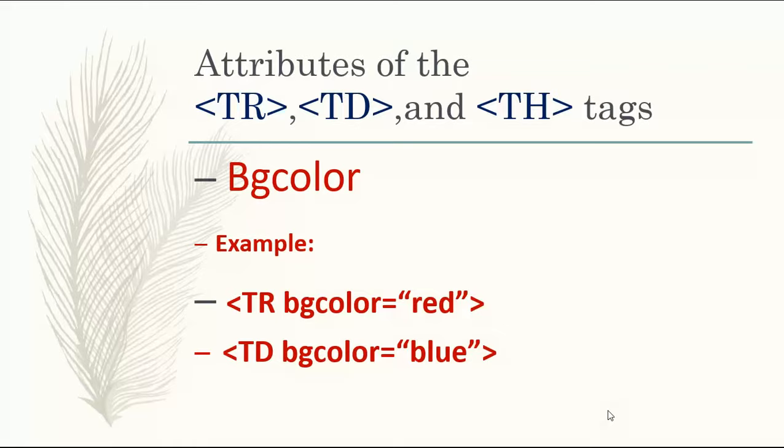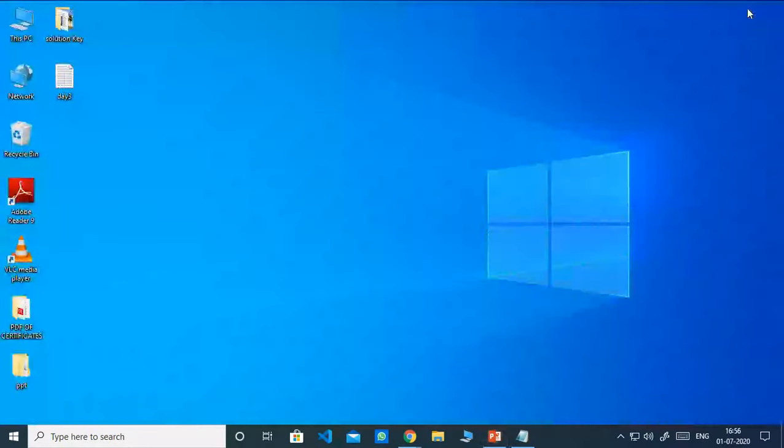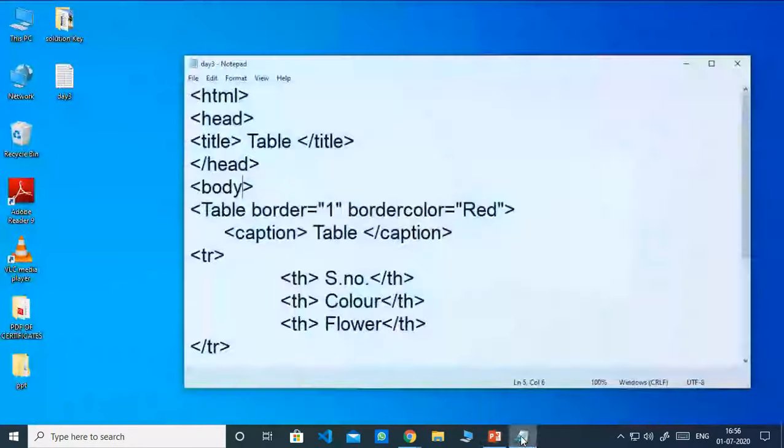Again, blue is a value. You can use any color name. TH is table heading, so BG color is equal to yellow. Here yellow is a value. You can even use hexa values also. Now let us do the practical and see how we get all these results.